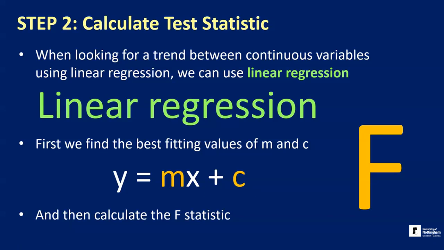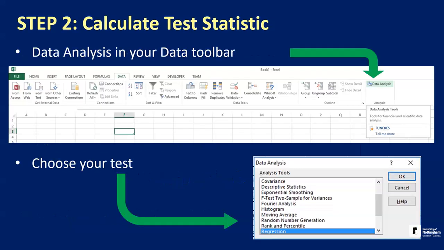So, just as with all statistical tests, linear regression is going to involve calculating a test statistic. For the t-test that we saw before, the test statistic was called t. For linear regression, the test statistic is called F. So we're going to calculate F, and that's going to allow us to produce a p-value for this regression.